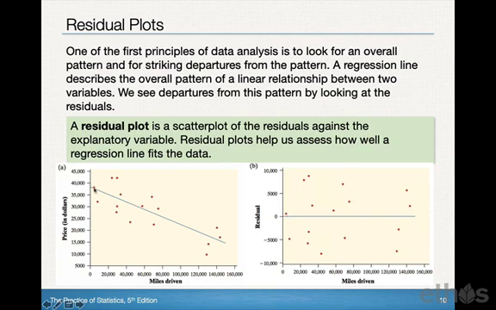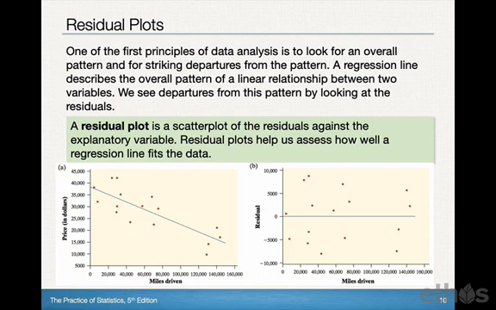We take the observed value of y, subtract the predicted value of y, and call that the residual, and put the residual with the same x-coordinate. So this is a positive residual, and this one has a negative residual. So this one is under-predicted, and this one's over-predicted.